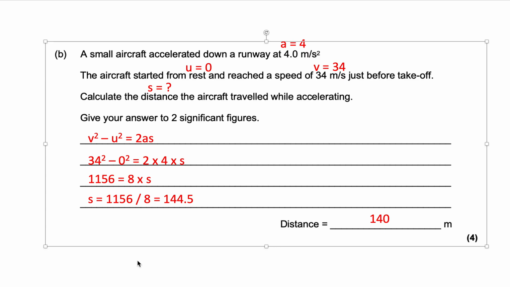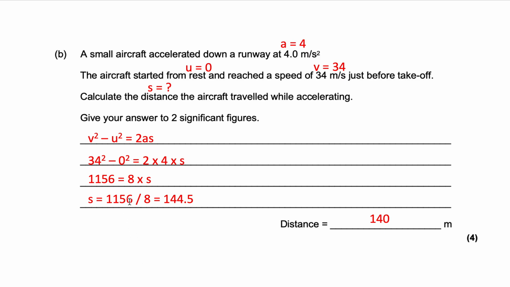So it starts on its own on one side of the equals, it ends up on top of the division. So we're doing s is 1,156 divided by 8, which gives us 144.5. And I would strongly recommend that you type in 8 times 144.5 and check that you get 1,156. Then you'll know you've rearranged it correctly.